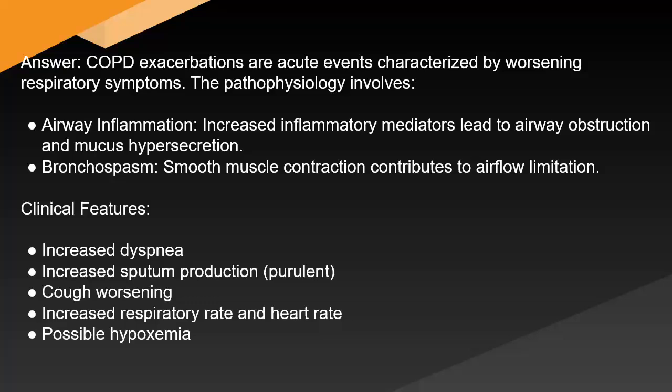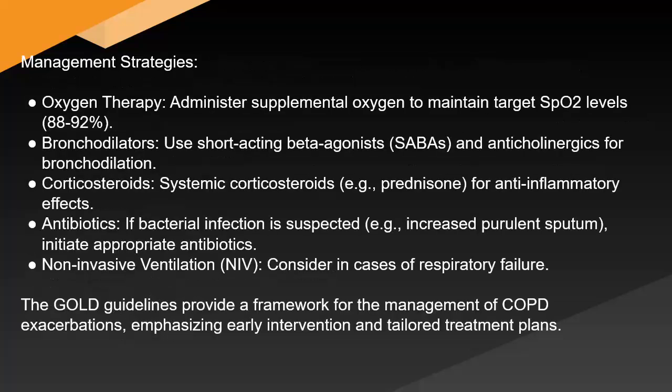Clinical features: increased dyspnea, increased sputum production, purulent, cough worsening, increased respiratory rate and heart rate, possible hypoxemia. Management strategies: oxygen therapy, administer supplemental oxygen to maintain target SpO2 levels 88-92%. Bronchodilators: use short-acting beta-agonists, SABAs, and anticholinergics for bronchodilation.